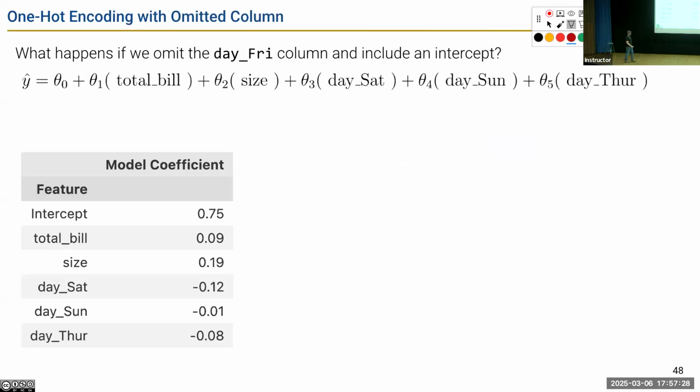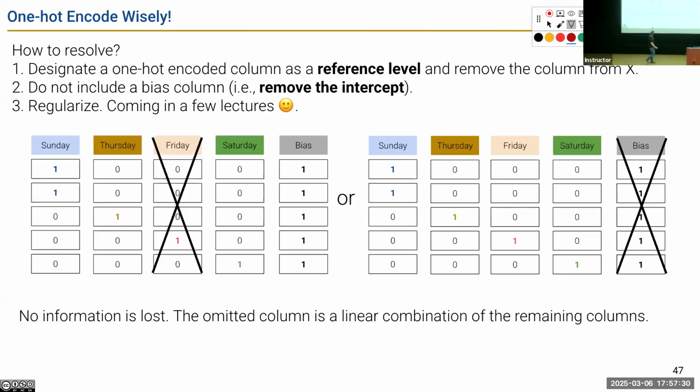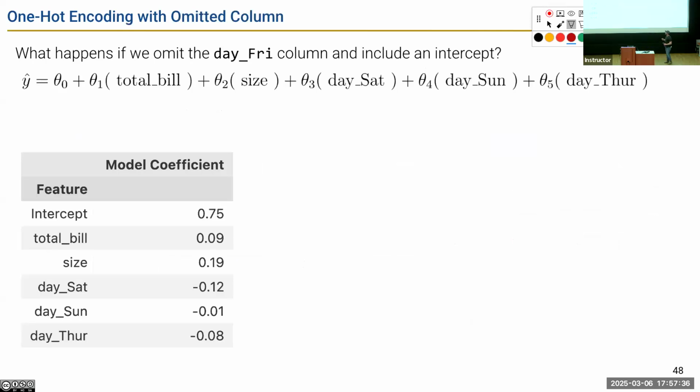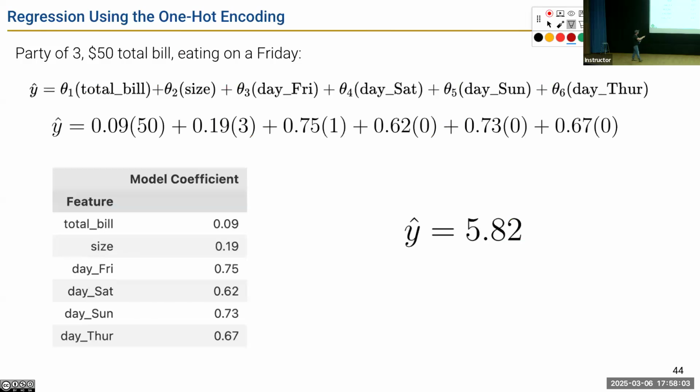If I fit a model without Friday, so I'm going to fit a model using the specification on the left, I end up with a model that looks like this. Very, very similar to what we had before. We no longer told the regression algorithm about the Friday column. So notice there's no longer a coefficient corresponding to the Friday column. But we did give it a bias column, so we now have an intercept. What is the intercept? The intercept is 0.75. What was 0.75 before? Day Friday. That's not an accident.